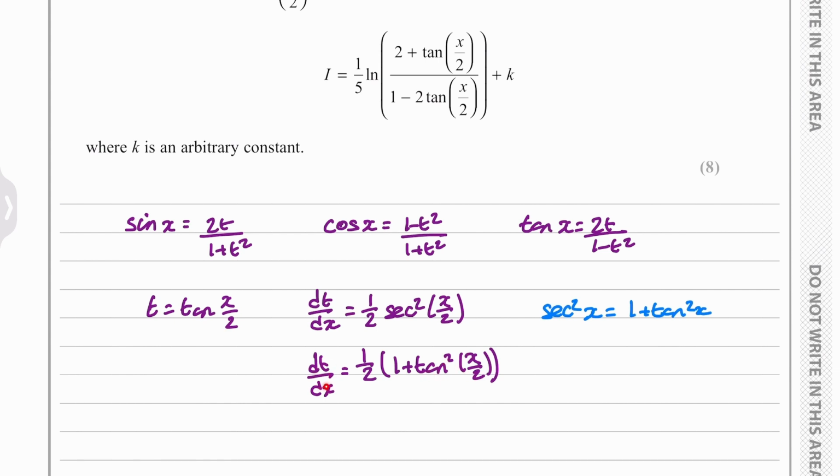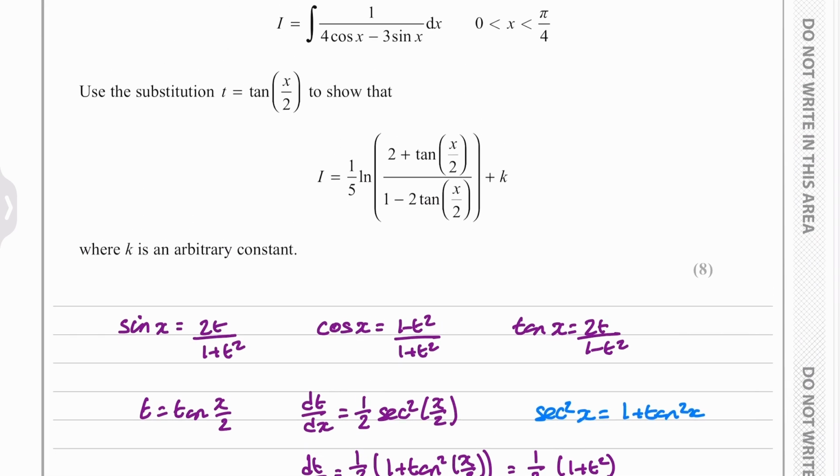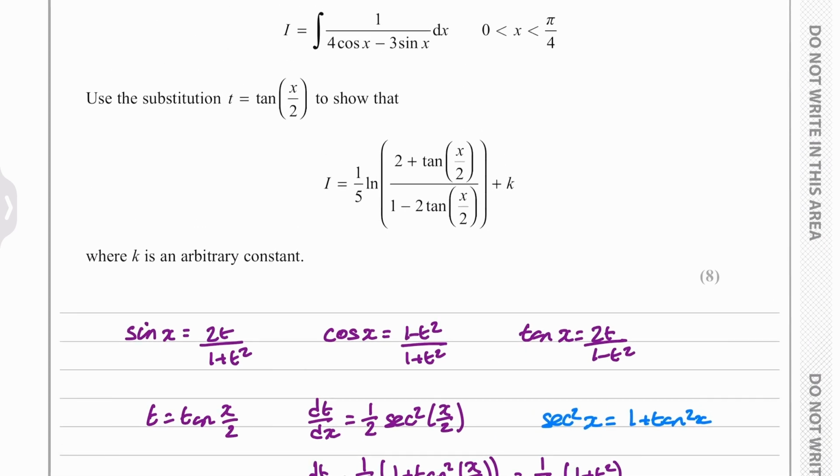So now this becomes 1/2 of 1 plus t squared. And then we can make dx the subject, so dx will be 2 dt over 1 plus t squared. So if we go back to our question, we have cos in terms of t, we have sine in terms of t, and dx in terms of t. So now we can work out this entire integral using our T-formulae.